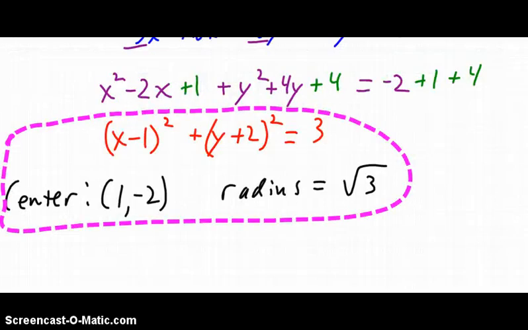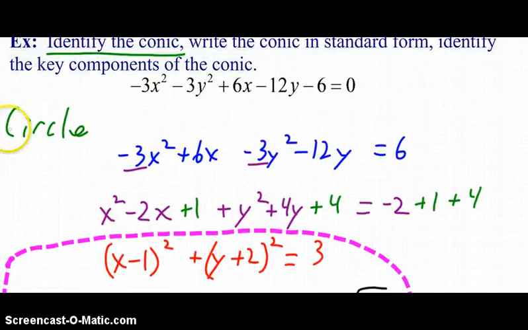Okay, so here we should end up with our standard form is the quantity x minus 1 squared plus y plus 2 squared equals 3. The center is the point 1, negative 2, and the radius is the square root of 3. Also, this was a circle. How did we get that? Well, we identified it's a circle, so we know what we want our standard form to look like.